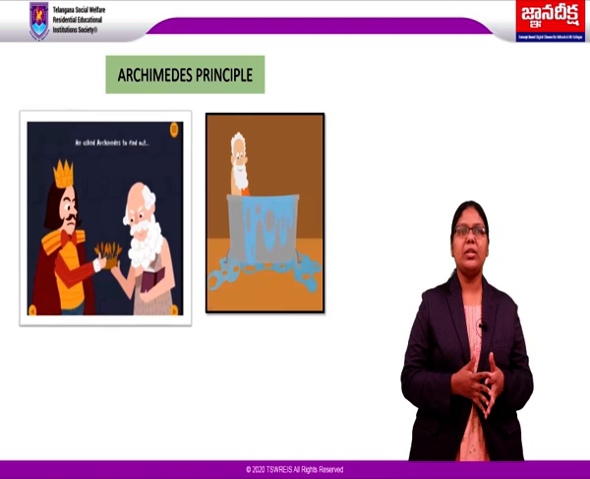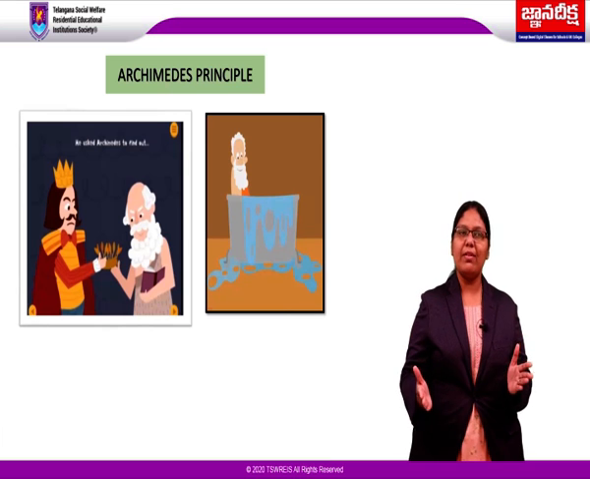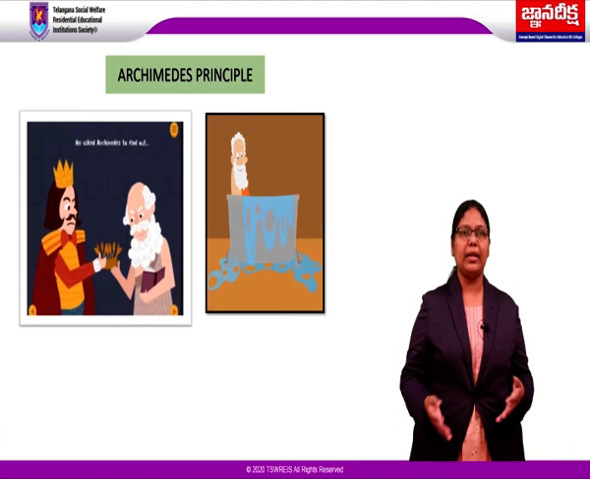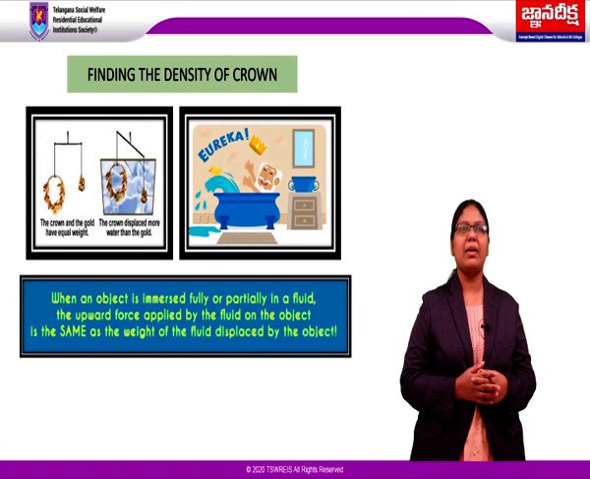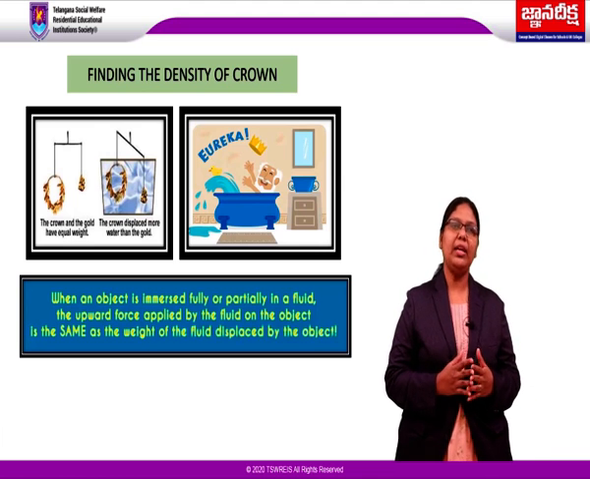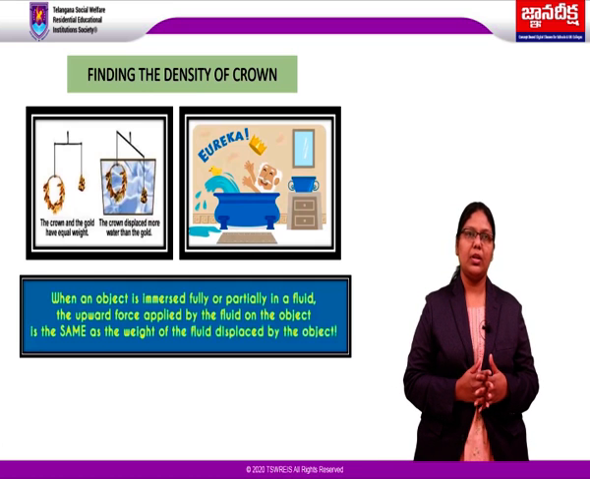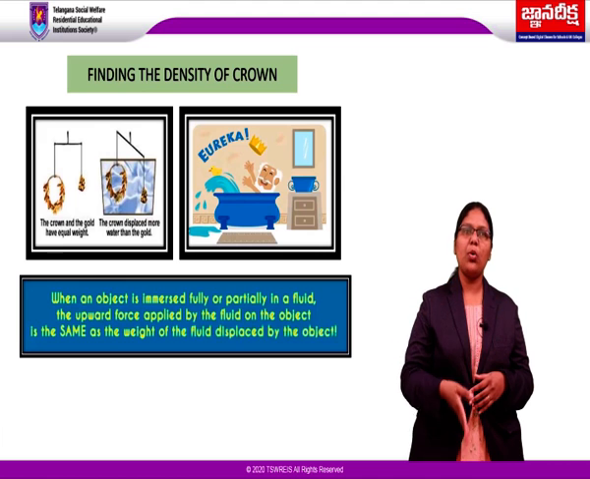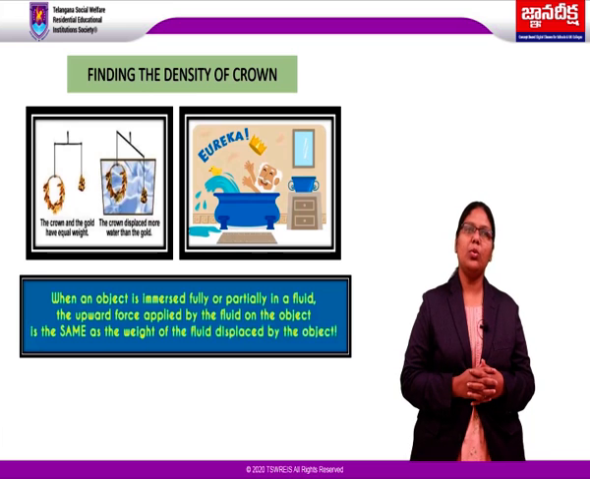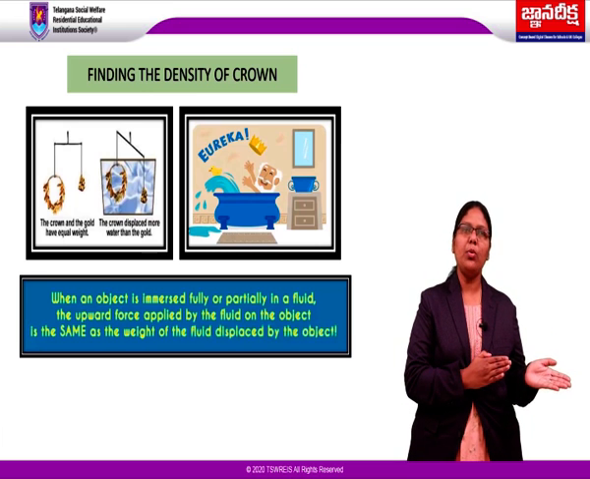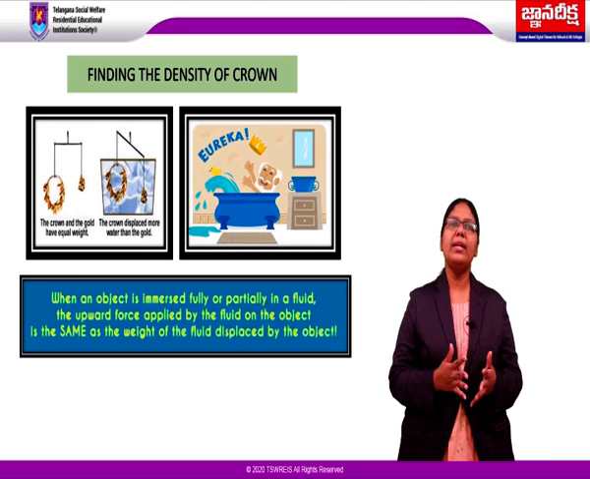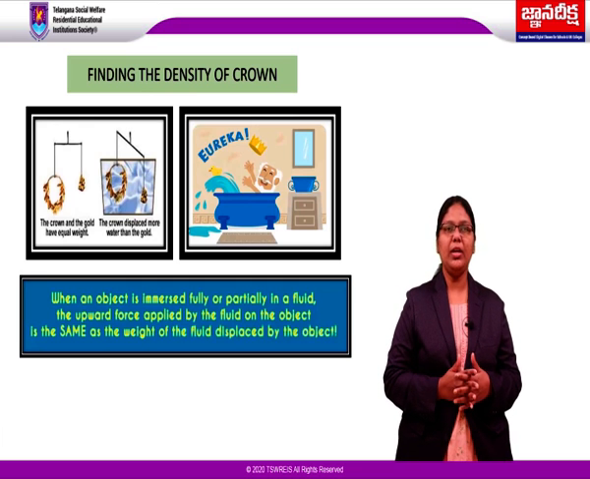Next day, when he entered his bathtub to take a bath, he observed the level of water rising as he got into the tub and the water falling out of the tub. Then an idea struck his mind and he realized that this effect can be used to determine the volume of the crown. So Archimedes planned to submerge the crown in water and noted that the submerged crown would displace water equal to its own volume. So by dividing the mass of the crown by the volume of the water displaced, the density of the crown can be known. As we know, density is defined as mass per unit volume.